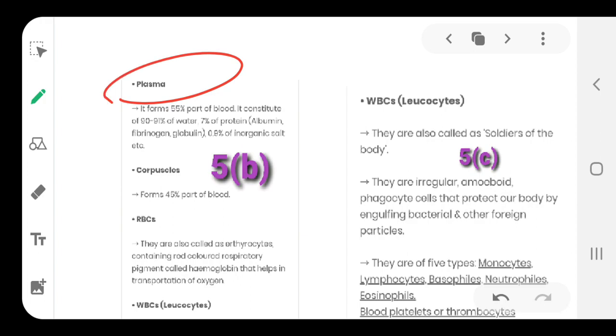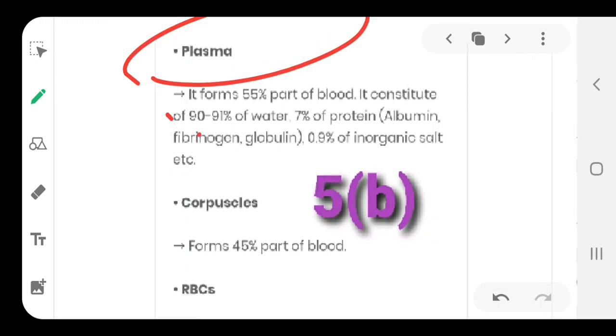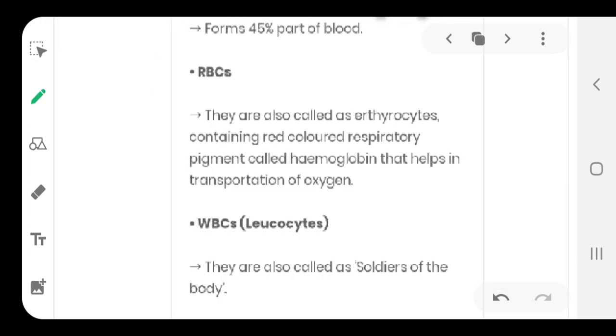The first component is called plasma, and plasma forms approximately 55% of the blood, and in plasma itself 90% is nothing but water. Apart from plasma, the blood has corpuscles, also called blood cells. These are the various types of blood corpuscles I have just told you about.